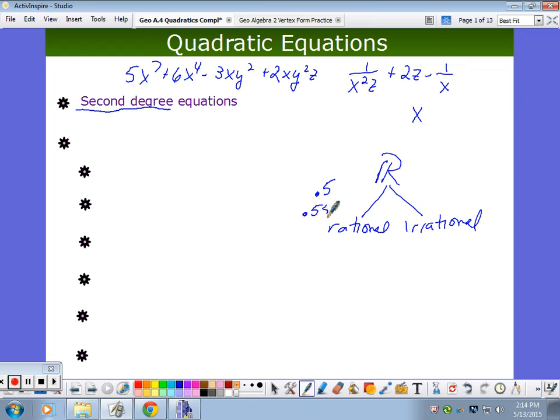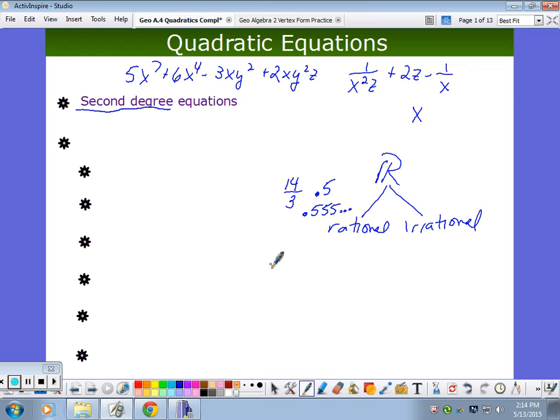Nope, this is rational. Square root of negative 1 is not a real number. It doesn't even go in this imaginary pile. Yes? 14 over 3 is a rational number. Yes, it is. Laura, how'd you pick that? How'd you pick that one?